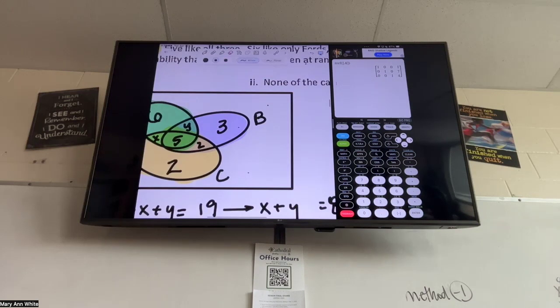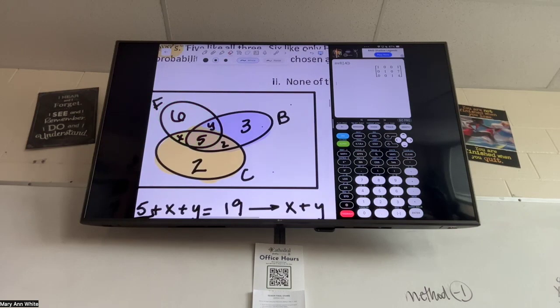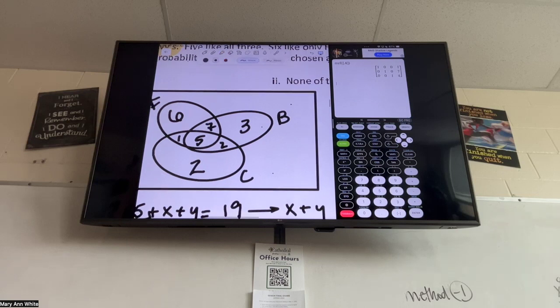So I'm gonna go back to my picture. And again, you have to remember where your X, Y, and Z were because it's easy to just fill in the wrong numbers in the wrong blanks. So my X was 1, my Y was 7. And my Z was 4.